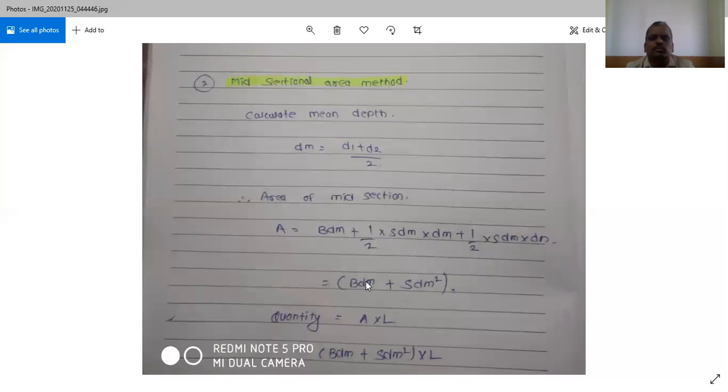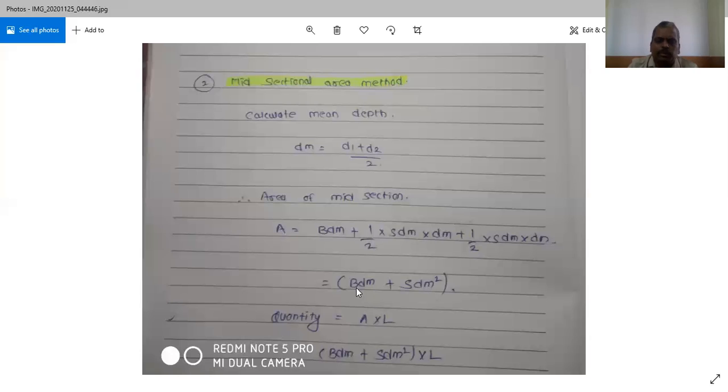it will give us the volume. Now the second one is mid-sectional area method. What we have already told you, if there is, suppose, a 20-meter length of that section, at that time we have to calculate the area at 10-meter interval, that is the mid section. So how to do it? First we have to calculate the mean depth. Mean depth dm is equal to d1, that is the depth at the starting, plus d2, depth at the end of that section, divided by 2. So area of mid section will be BDM plus SDM square.